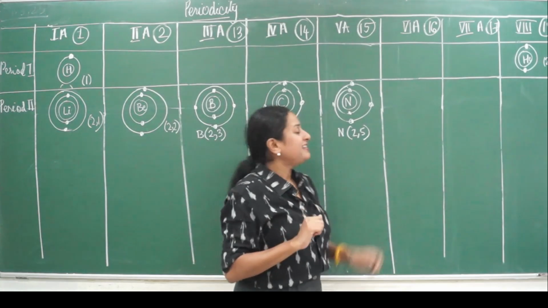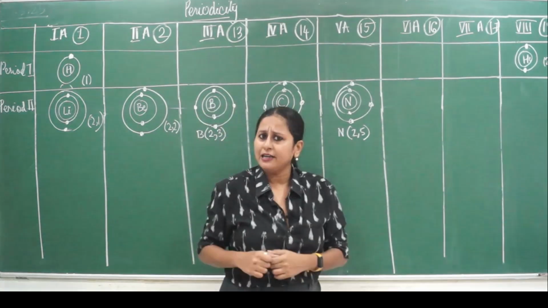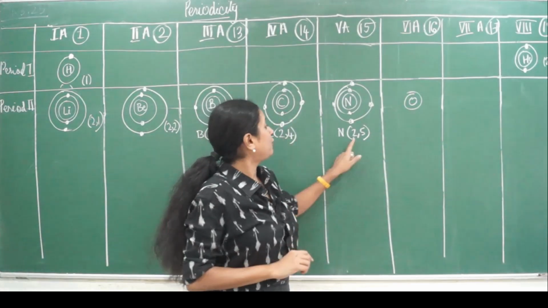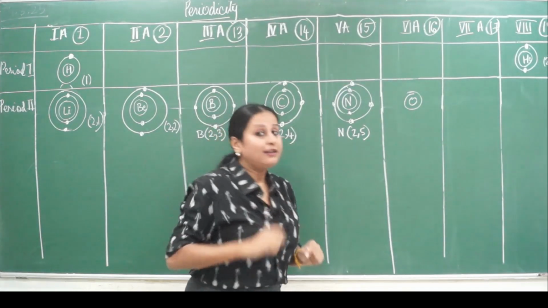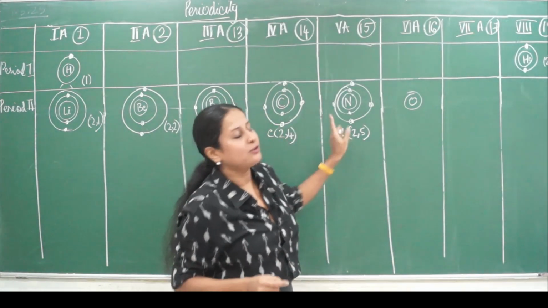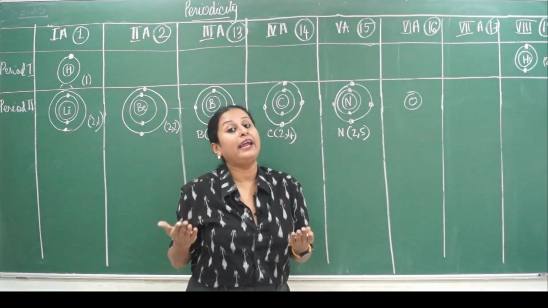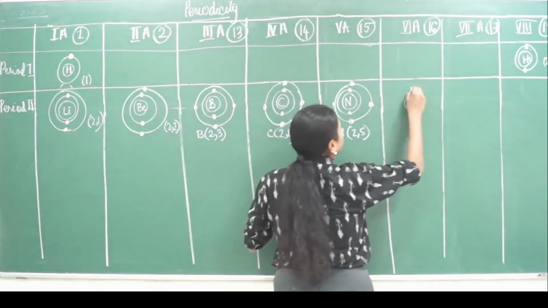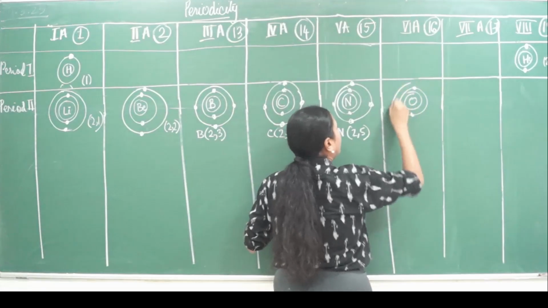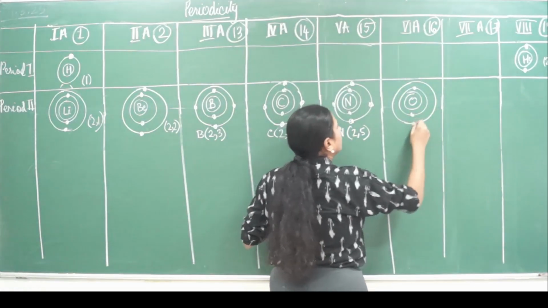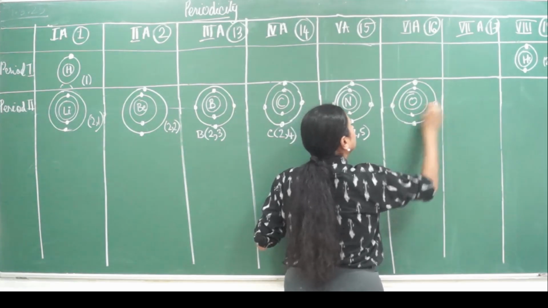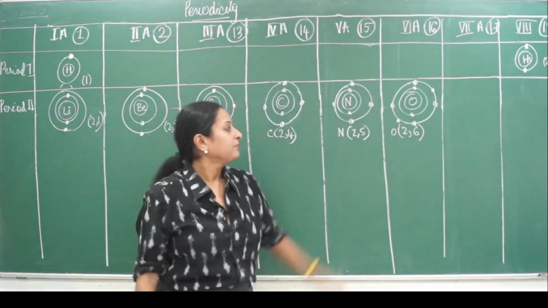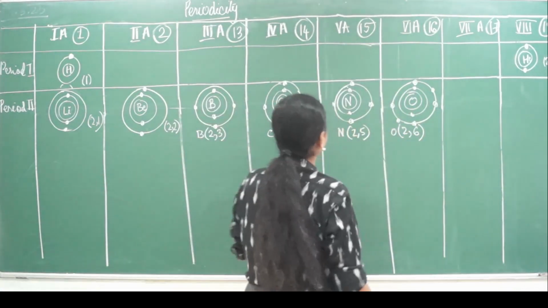So the next element in our periodic table is oxygen, a very, very important element. Oxygen has electronic configuration of 2, 6. That means it has 8 electrons. Because nitrogen had 7 electrons, oxygen has 8 electrons. 2 of them out of 8 are arranged in the first shell. First shell is complete. Rest of the 6 will go in the second shell. So oxygen is 2, 6.